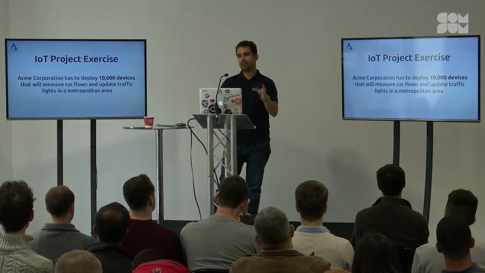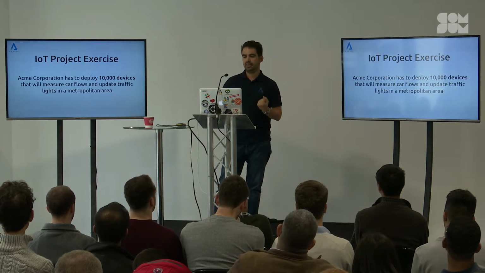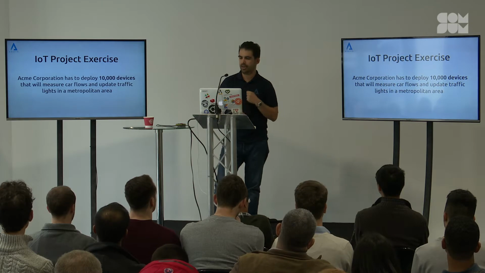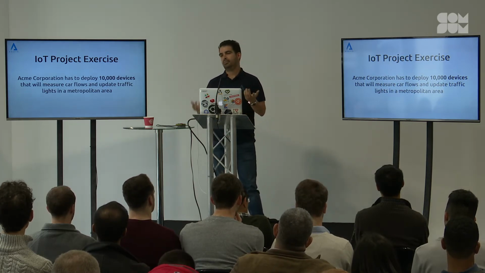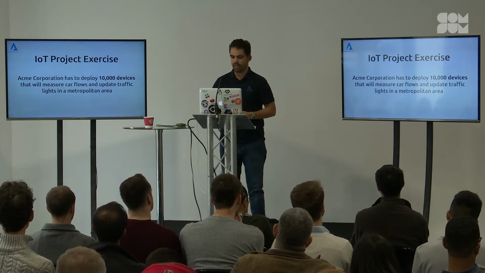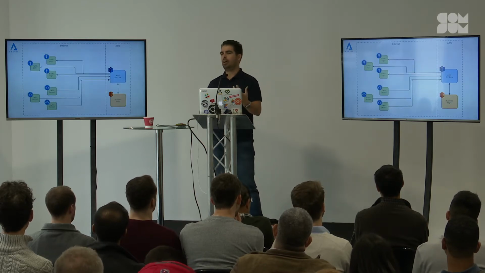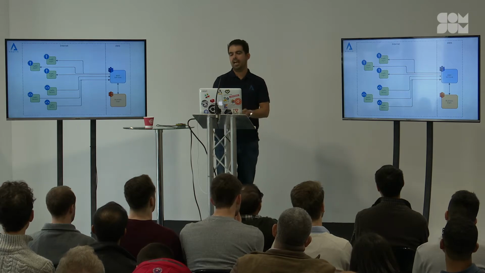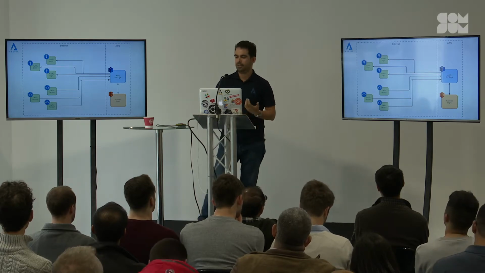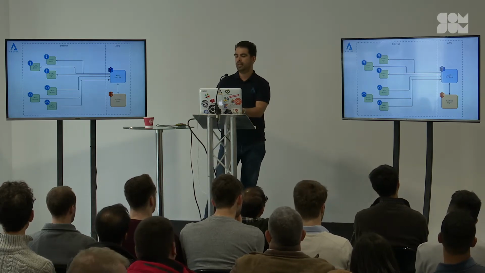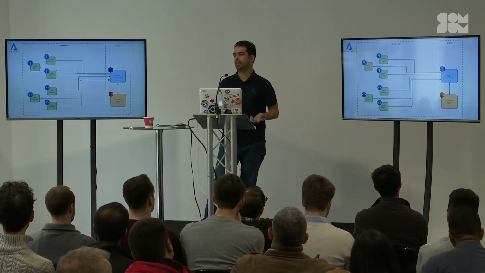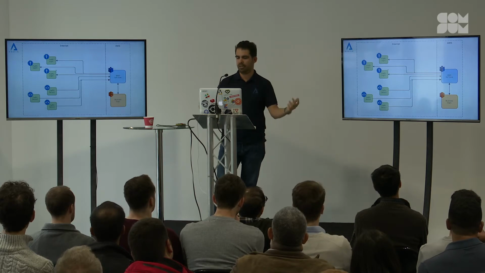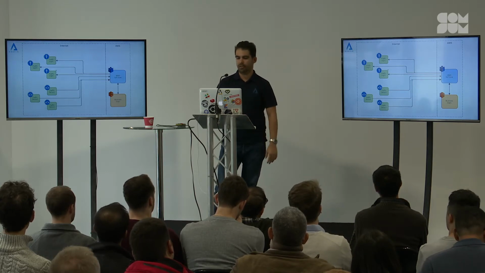In this talk, we're going to do an IoT project exercise. Acme Corporation has deployed 1,000 devices that will measure car flows and update traffic lights in a metropolitan area. Let's say that we want to do that here in London. So this is pretty much how it is. You have traffic sensors that are going to send data to AWS IoT Core. Then you have some business logic running in here. And then you're going to update AWS IoT Core to update the traffic lights. It's very simple. You can complicate it as much as you want, but that's pretty much the overall of it.